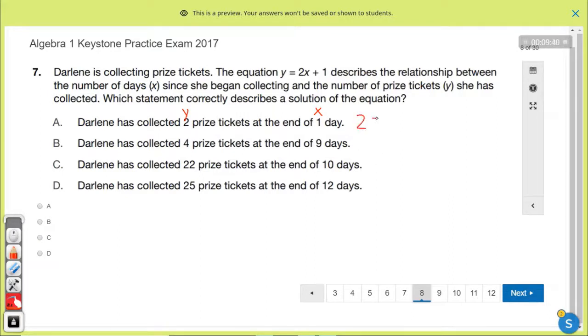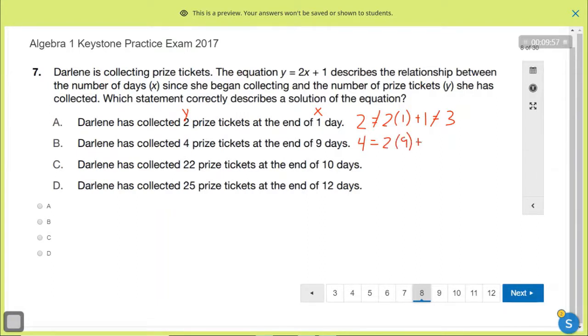They said here 2 should be equal to 2 times 1 plus 1. Well, 2 times 1 plus 1 is 3, and that is not equal. So that is not true. Okay, so let's look at the next one. Again, we're plugging in y. 4 equals 2 times 9 plus 1. Well, 2 times 9 is 18. 18 plus 1, last I checked, is not 4. It's 19 in that case, so it's not true.